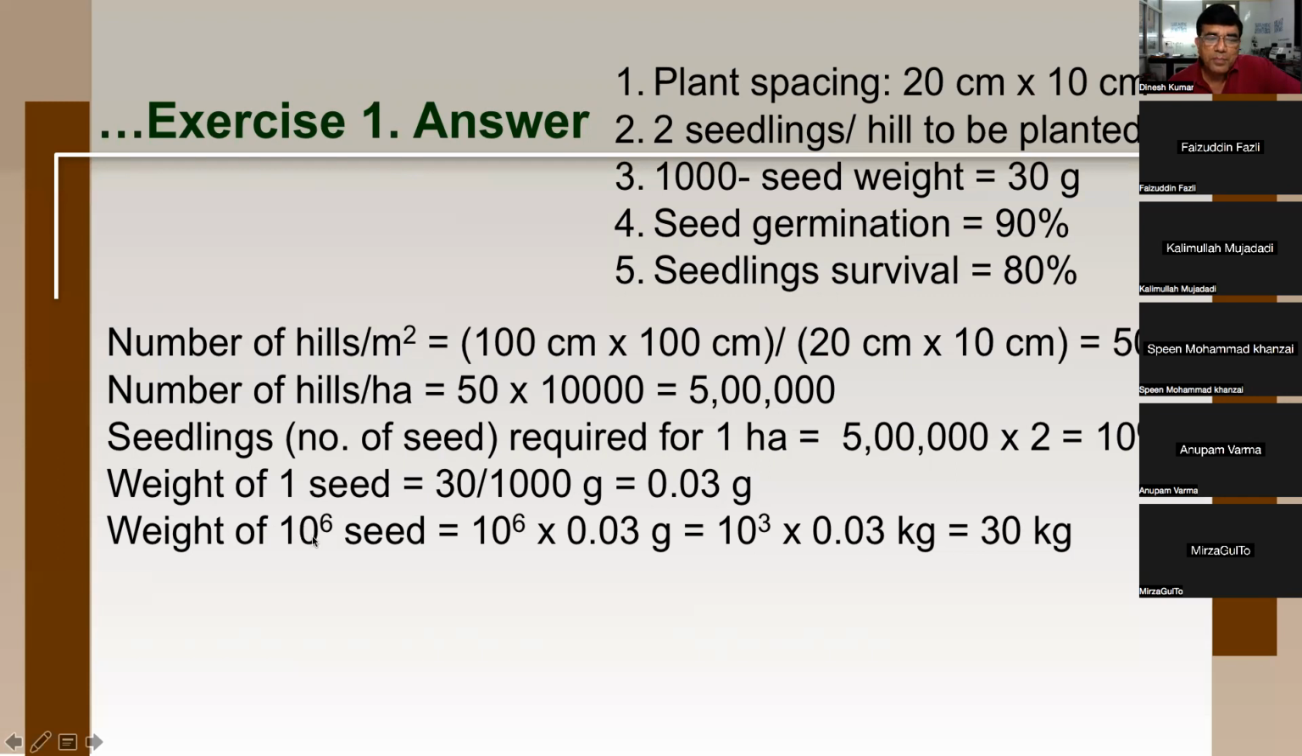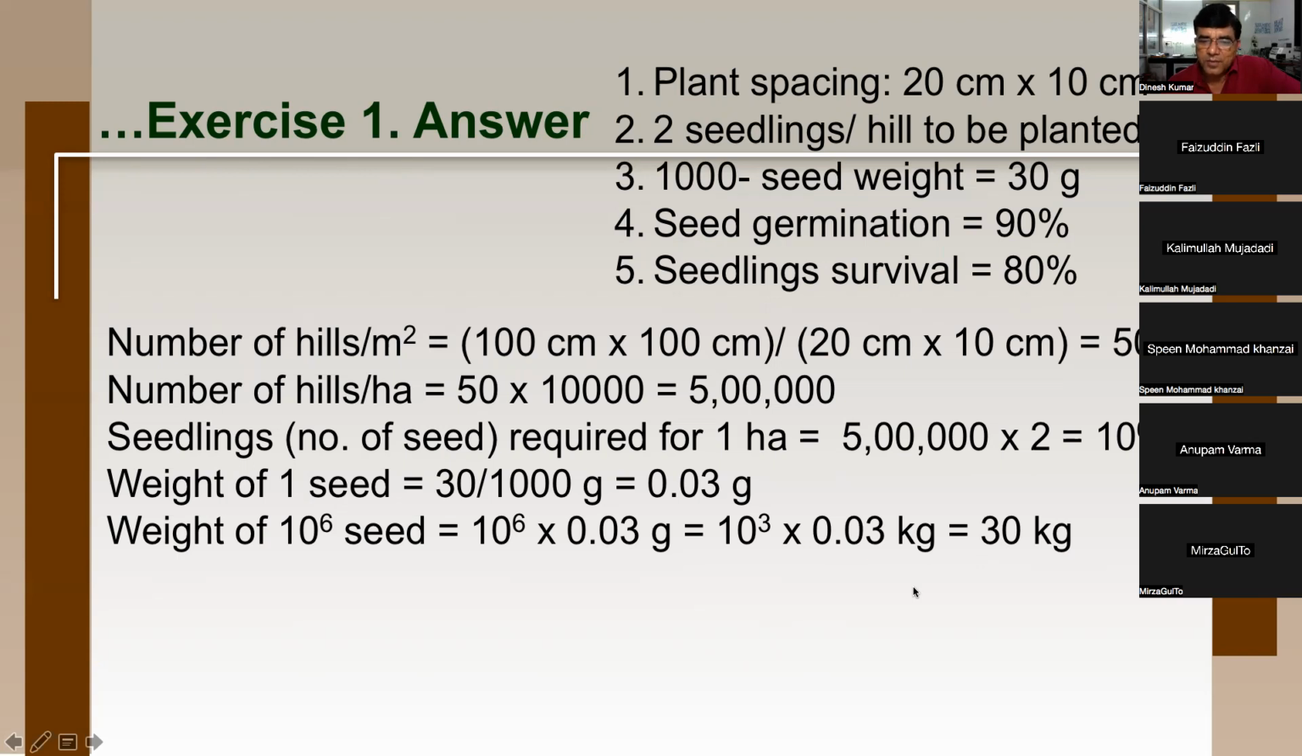So the weight of 10 to the power 6 seeds is equal to 10 to the power 6 into 0.03 gram, which is the weight of 1 seed. These are very simple calculations you should know. So then you multiply this and you get 30 kg. So here it is 30 kg.